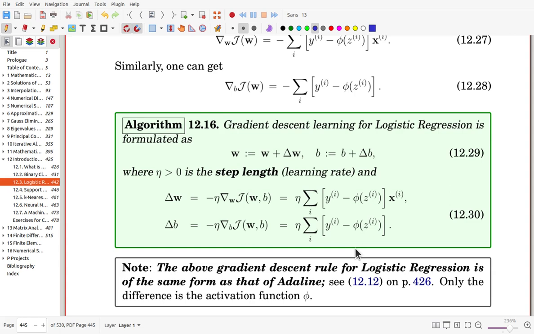The above formulation is really quite similar to that of Adaline. The only difference is the activation function. Now we are using a sigmoid function, but in Adaline we are using the identity function.